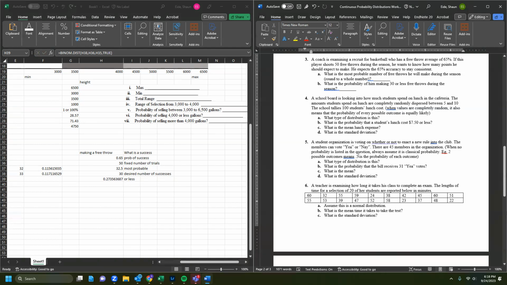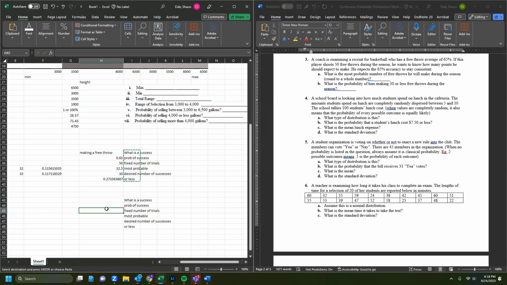So the question is how many possible outcomes are there? Well, there are two possible outcomes. If there are two possible outcomes, then what type of distribution should we use? That's probably a binomial. There are 45 members, so how many people are voting? That's 45, which gives us a fixed number of trials of 45. And the probability of success, when it's not listed, you just put 0.5. What type of distribution? I already gave you that. And what is a success? Voting yay. From there, you guys can do the rest of this.